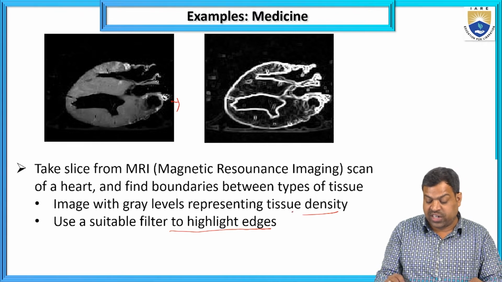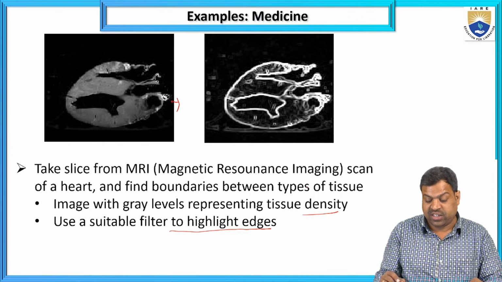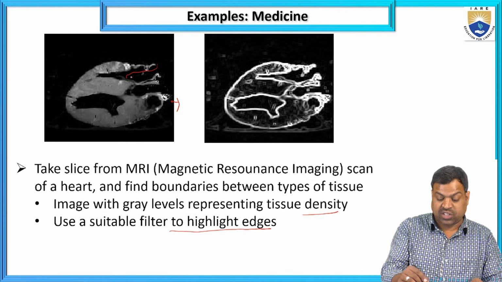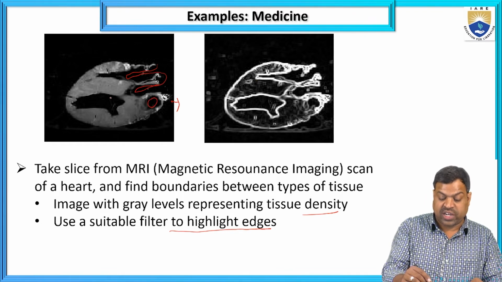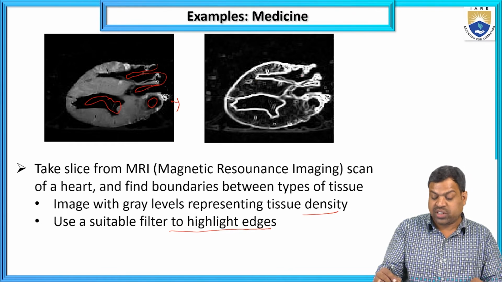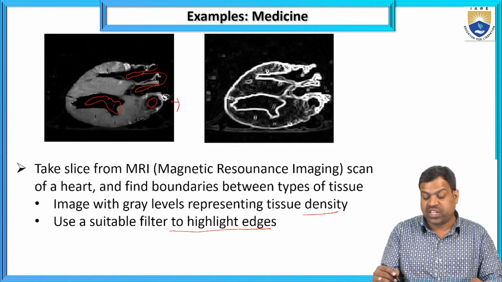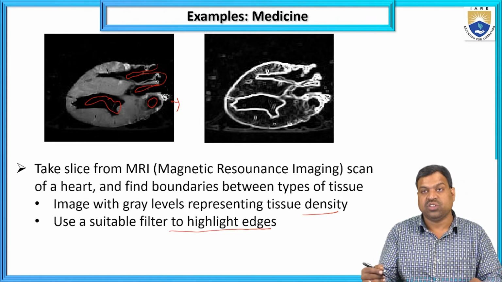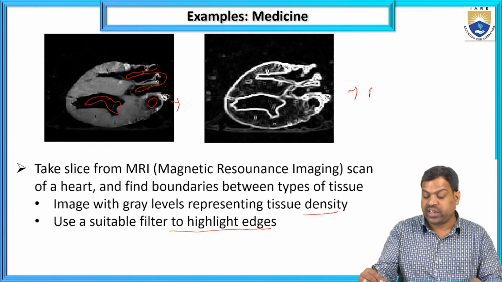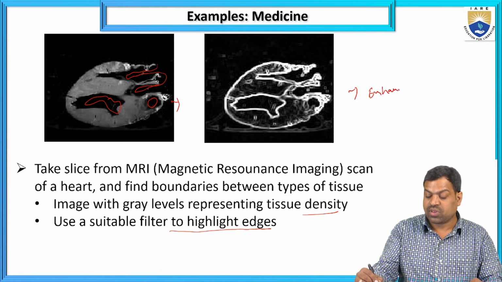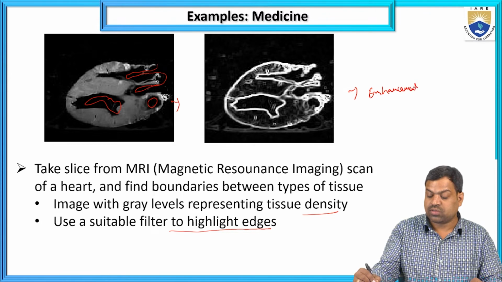What do we want to highlight? The tissue density we have to highlight. We want to highlight the tissue densities here. Is it possible? Yes, it is possible to highlight the tissue densities of the heart. How is it possible? With digital image processing we have done it. So it is also called image enhancement.